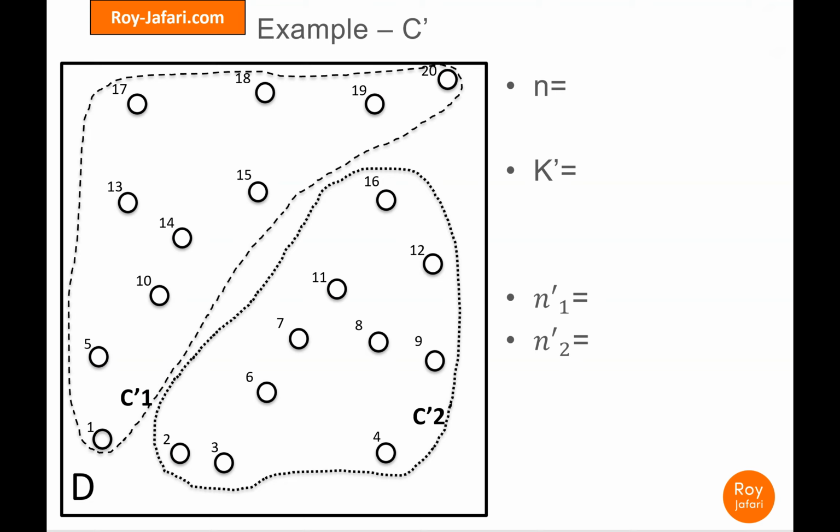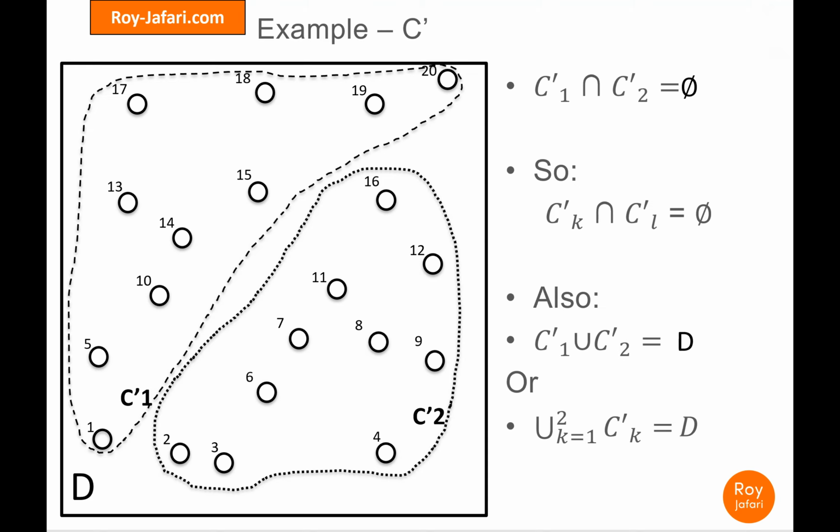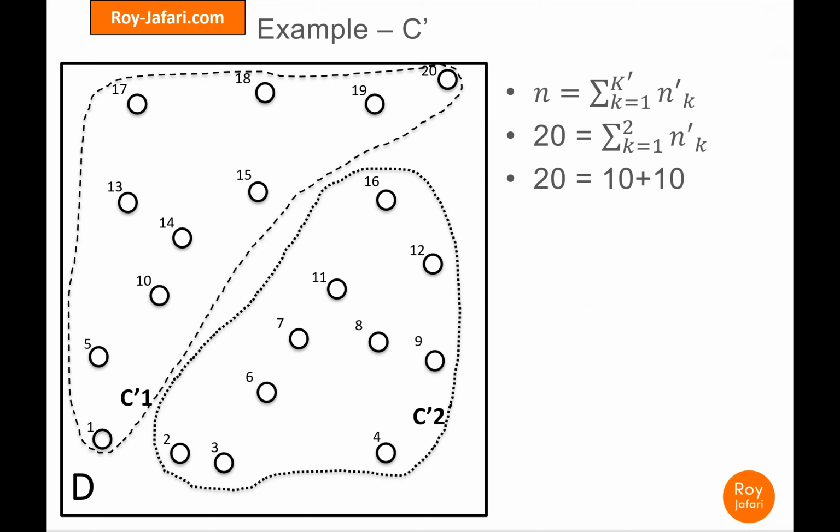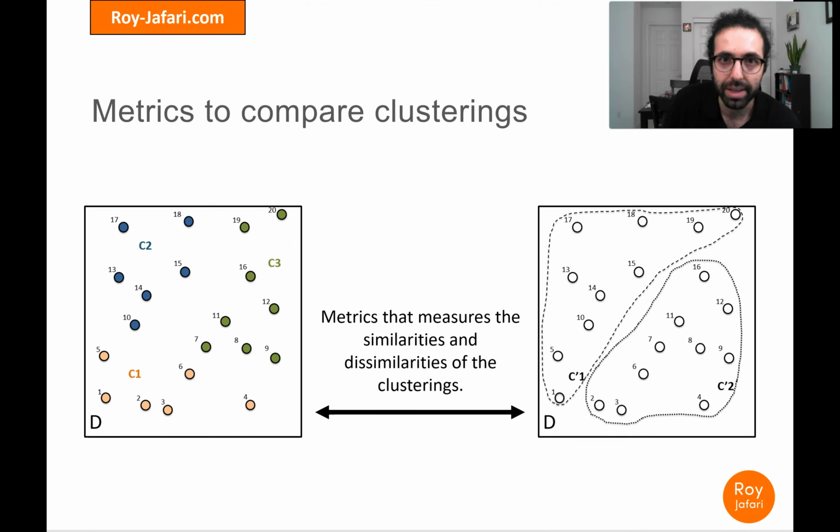So this is the same dataset, or the same group of data objects, but with another clustering. Pay attention here: while K was 3, K here is 2, and n prime 1 is 10, and n prime 2 is 2, right? Everything else also holds true for this clustering. What we are trying to learn in this video is to come up with a metric, or at least learn about the metrics out there that can help us come to a number that represents the similarity between these two clusterings.